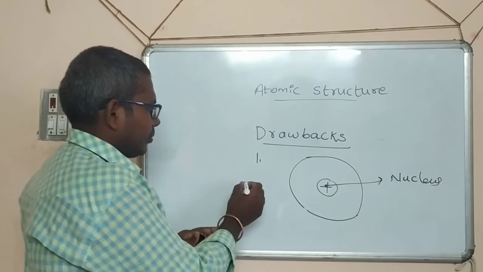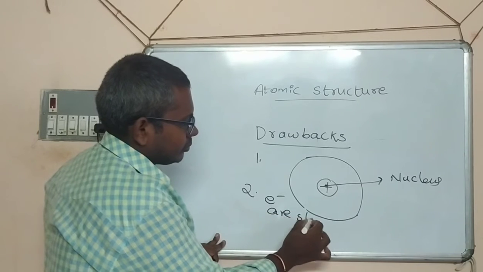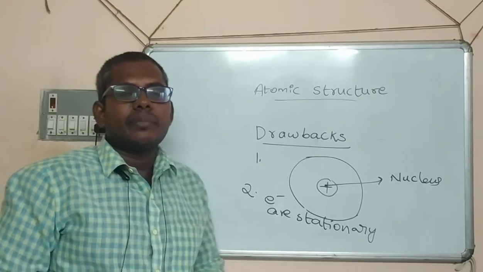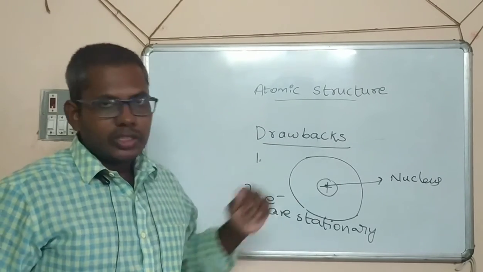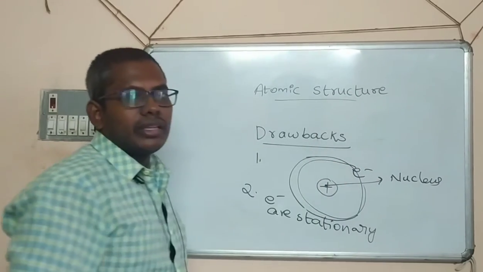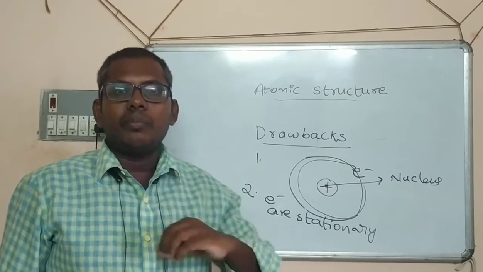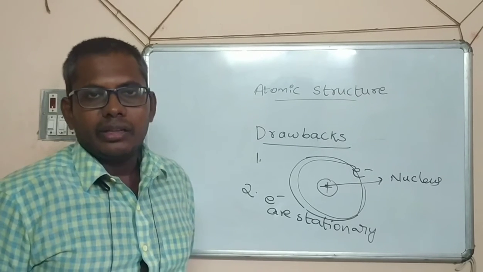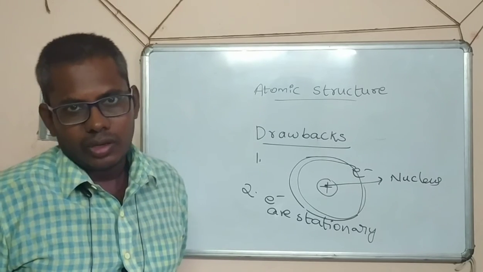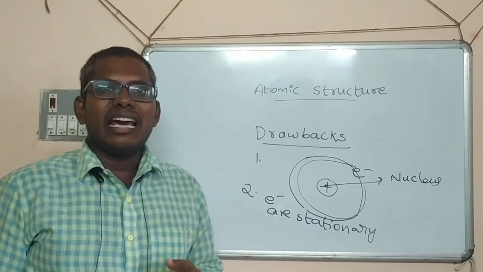Second, he said that electrons are stationary. Stationary means not moving. But according to the present model, electrons are rotating around the nucleus. He said electrons are embedded in the positive charge of the atom, but electrons are rotating, so they are not stationary. That point is also wrong.